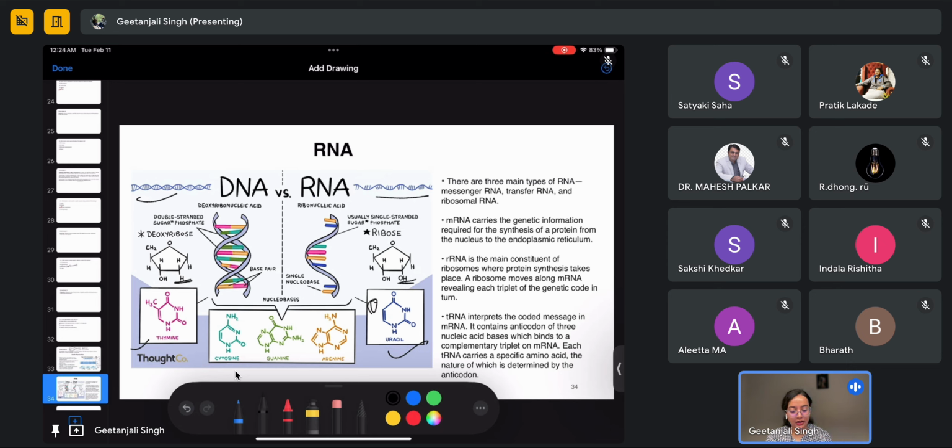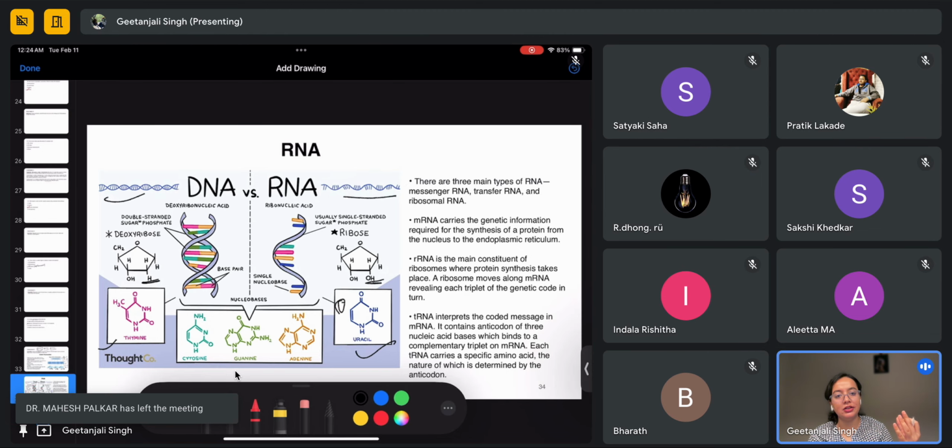mRNA carries the genetic information required for the synthesis of protein from the nucleus to the endoplasmic reticulum. The rRNA is the main constituent of the ribosome where protein synthesis takes place. The protein synthesis, like translation, basically happens in our ribosome, with a smaller subunit and a larger subunit. We'll discuss more about it in the next slide. So a ribosome moves along the mRNA, and that's how they code.